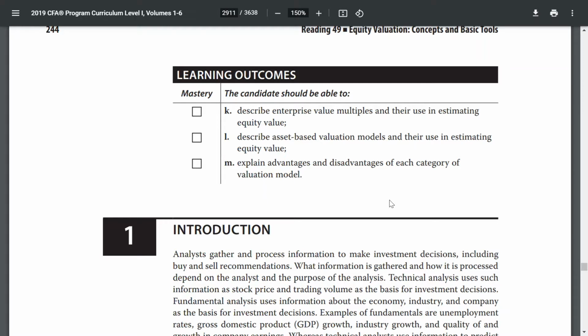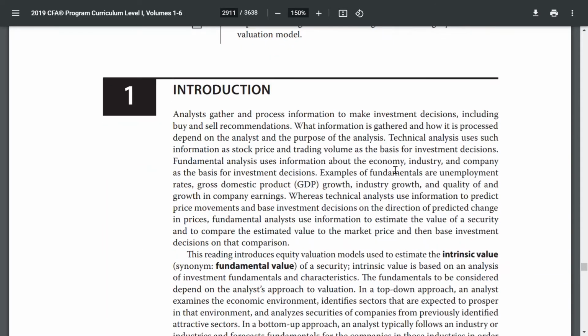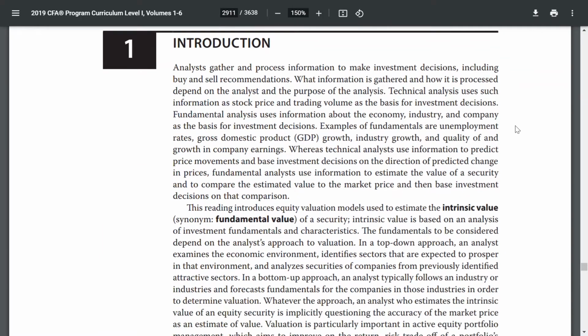Introduction. Analysts gather and process information to make investment decisions, including buy and sell recommendations. What information is gathered and how it is processed depends on the analyst and the purposes of the analysis. Technical analysis uses such information as stock price and trading volume as the basis for investment decisions. Fundamental analysis uses information about the economy, industry, and company as the basis for investing decisions.